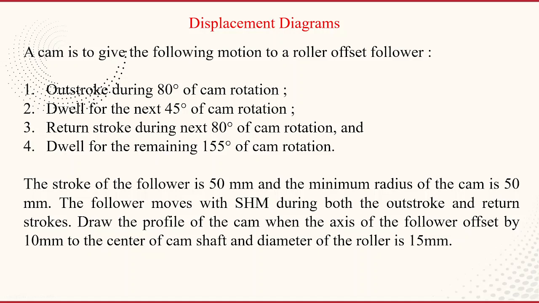Outstroke during 80 degrees of cam rotation, dwell for the next 45 degrees of cam rotation, return stroke during next 80 degrees of cam rotation, and followed by dwell for the remaining 155 degrees of cam rotation. The stroke of the follower is 50 mm and minimum radius of the cam is 50 mm. The follower moves with simple harmonic motion during both the outstroke and return strokes.